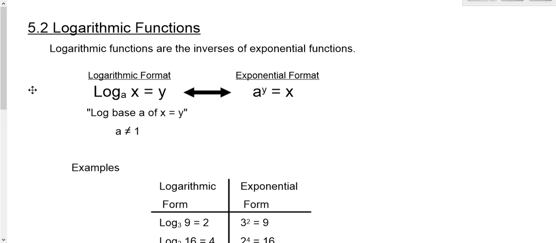This is 5.2 logarithmic functions. Logarithmic functions are the inverses of exponential functions.